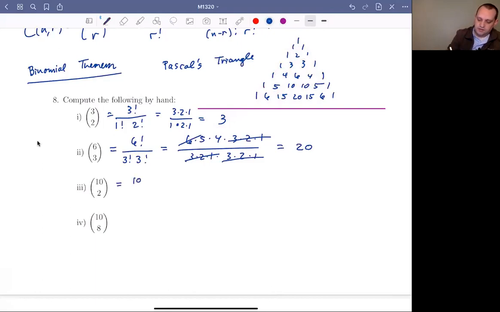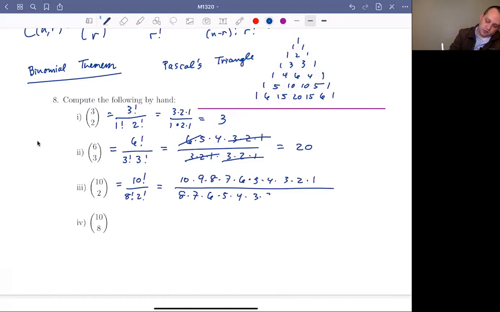And that's going to be 10 factorial over 8 factorial times 2 factorial. And that's going to be 10 times 9 times 8 times 7 times 6 times 5 times 4 times 3 times 2 times 1. Should have made the number smaller. What am I doing? Divided by 8 factorial, 8 times 7 times 6 times 5 times 4 times 3 times 2 times 1. And then 2 factorial is 2 times 1. I do not encourage you to write these out every time. I'm just writing it out to make a point here.